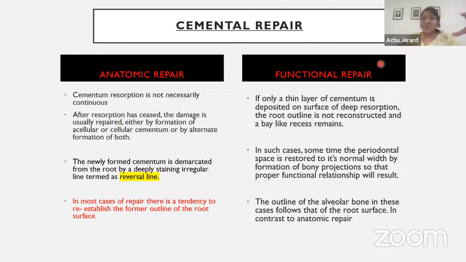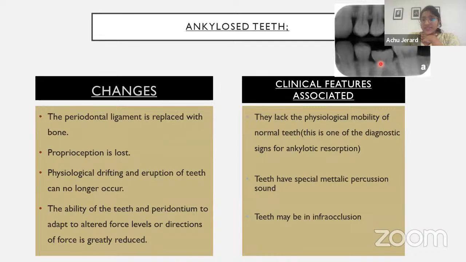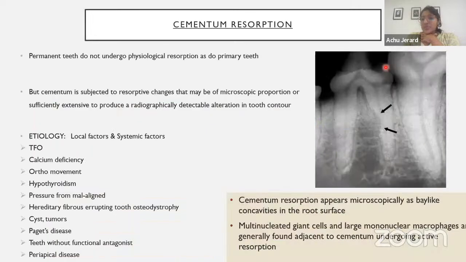Anatomic repair is the one in which the exact outline is repaired. Wherever the resorption has happened, the exact outline is repaired back. Whereas in the functional repair, there is a resorption, a bay-like concavity that is there. I have a picture. This is the area where resorption of cementum has taken place. It will try to repair and some amount will get repaired, but then there will be that concavity that will be present.